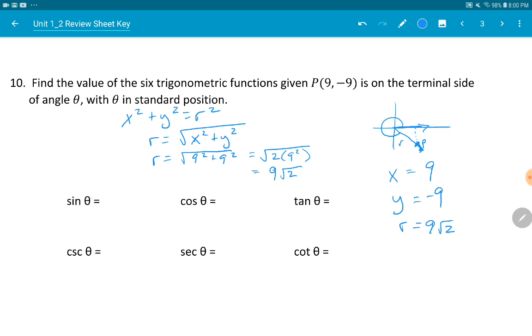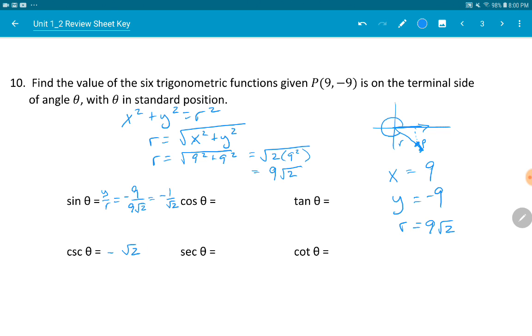And then sine is going to be y over r, which is -9 over 9 radical 2, which simplifies to -1 over radical 2. And then cosecant is the inverse of that.